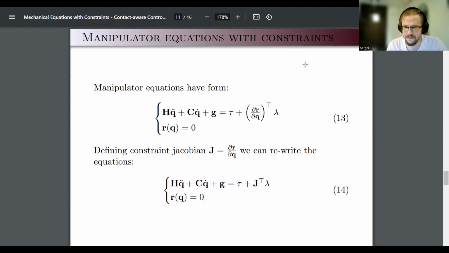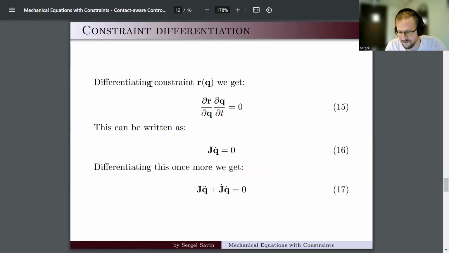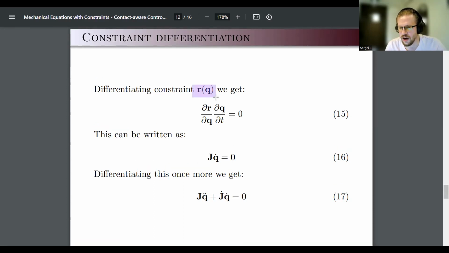Okay. Let's move on. And here what we can do is differentiate this constraint, R of Q. What do we mean by differentiating? Well, we have dr dq, differentiated with respect to time, but I do this as a chain rule: dr dq times dq dt. That is still equal to 0, because R of Q equals 0, so R dot is also equal to 0 for sure.